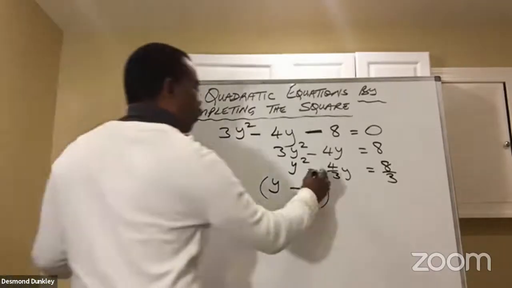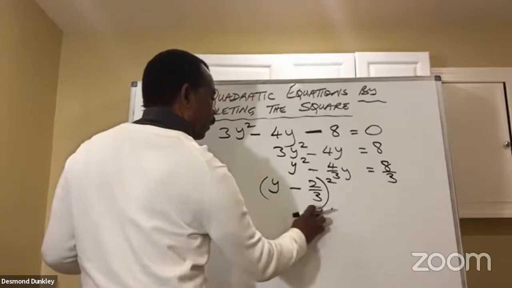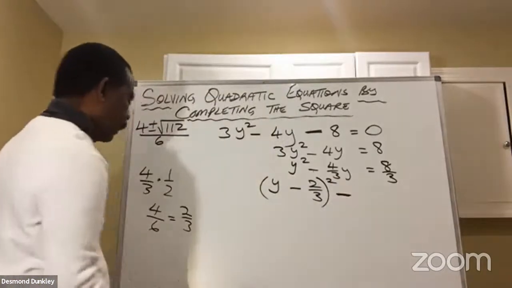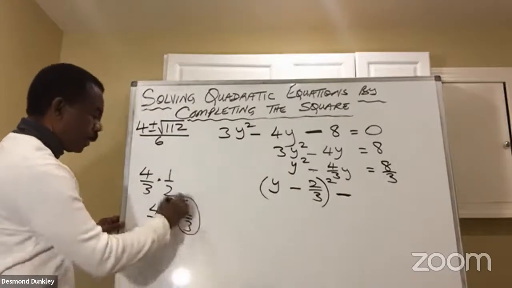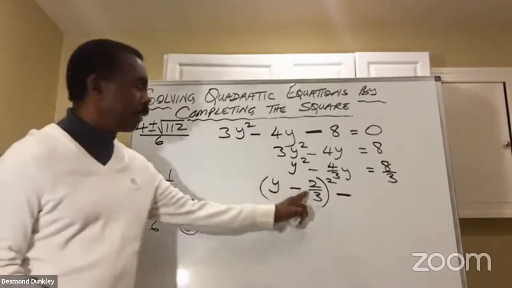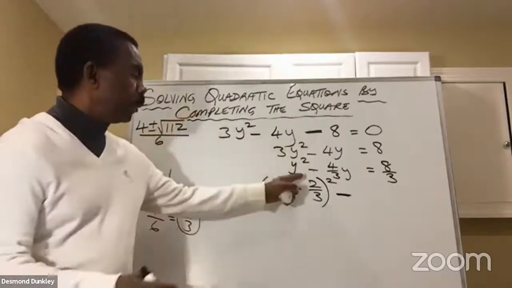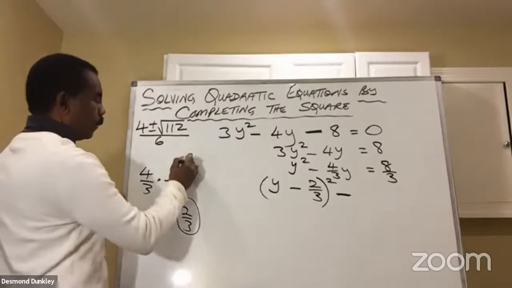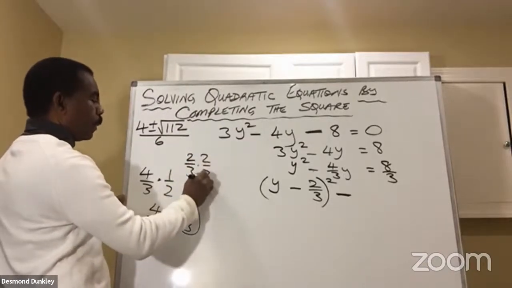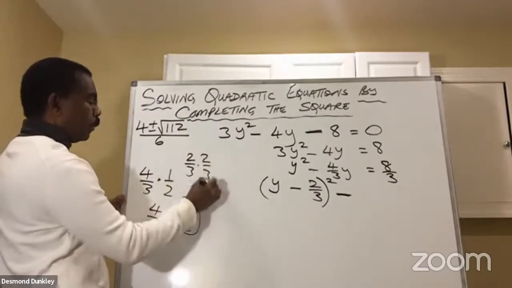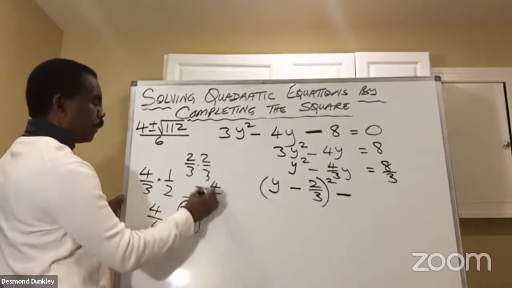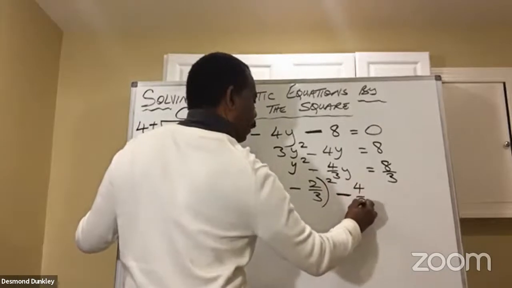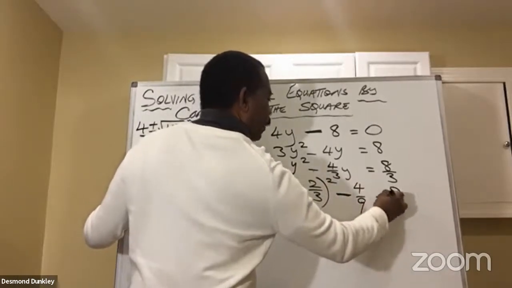And of course we put our square because we're completing the square and we have to do the adjustment. What is the adjustment? The adjustment is this squared, whatever number is here, multiplied by itself. 2 over 3 times 2 over 3 equals 2 times 2, 4, 3 times 3, 9. So we minus 4 over 9. And that's equal to what's on the right side.